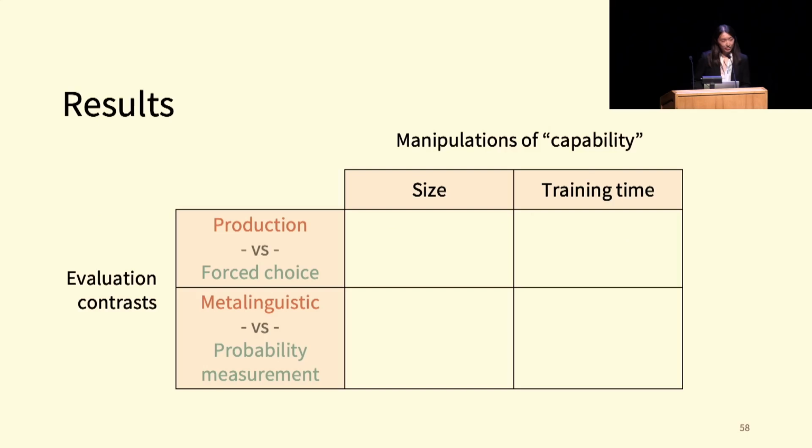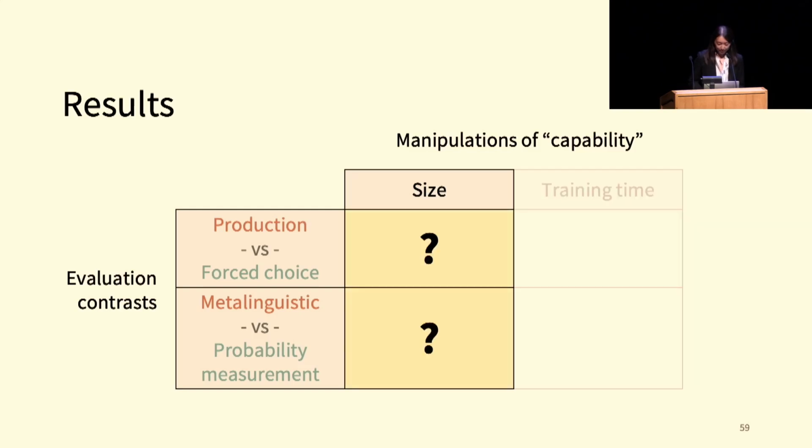Okay, so let's get to the results. As a reminder, we have two evaluation contrasts, production and forced choice, and metalinguistic versus probability measurements. And then we also have two ways of manipulating a model's capability, size and training time. So let's start by looking at the manipulation of model size.